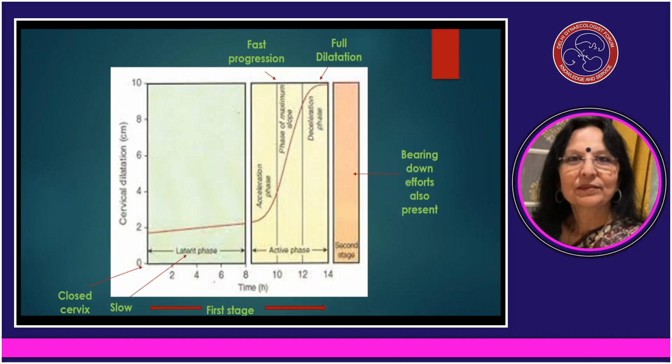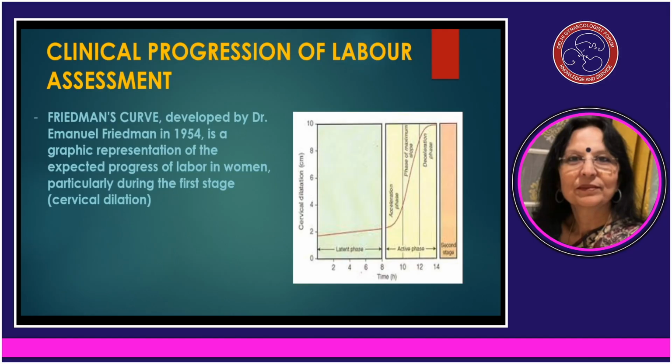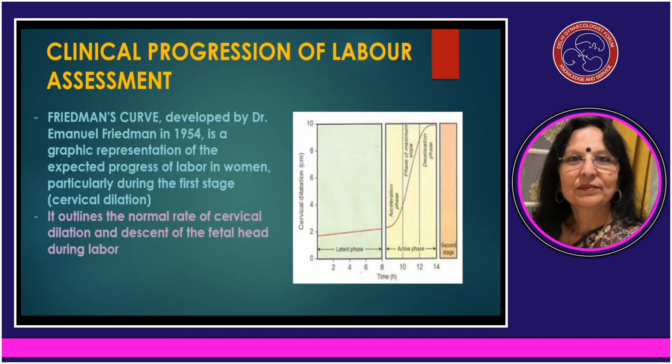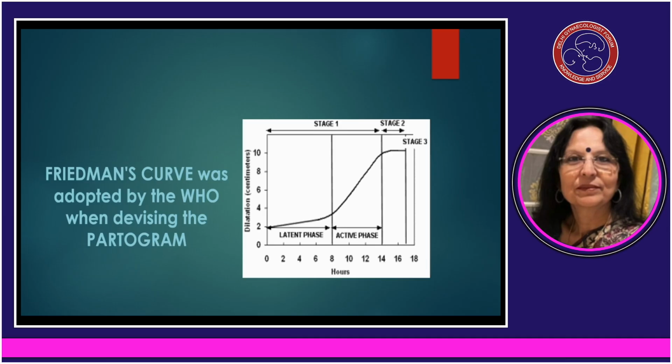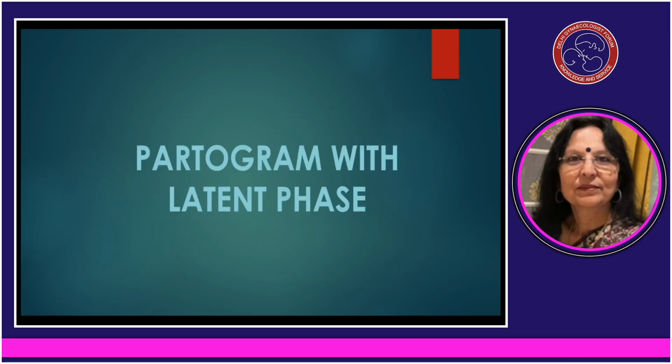So basically Friedman's curve is going to give a graphic representation of the expected progress of labor in a woman. And it also tells us what the normal rate of cervical dilatation and descent is. And this was a gold standard initially, but now it has been used to devise the other partograms. So then came the partogram with the latent phase.